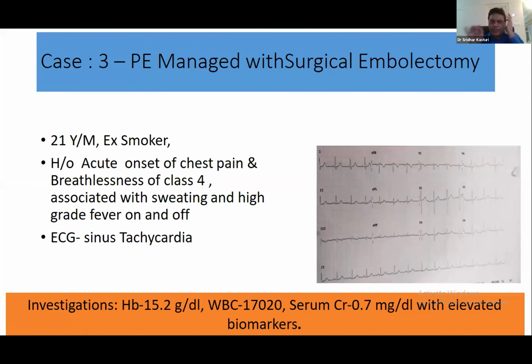This is another case: a 21-year-old male, ex-smoker, with acute onset chest pain and class 3 breathlessness, associated with sweating and on-and-off high-grade fever. ECG showed sinus tachycardia and elevated biochemical markers. Again, the ECG can mislead. The classical ECG finding, S1, Q3, T3, is seen in only 30% of patients. But once it is there, many times it can predict pulmonary embolism.